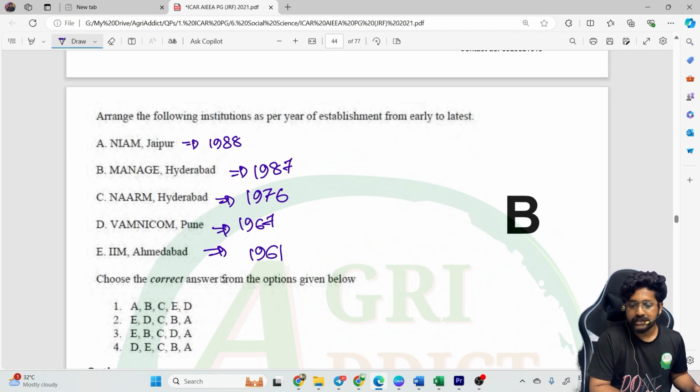Accordingly, when ordering chronologically, the earliest one was IIM Ahmedabad. Then afterwards VAMNICOM, D. Then afterwards NAARM. Then afterwards MANAGE. Then afterwards NIAM. EDCBA. The second option will be the correct answer.